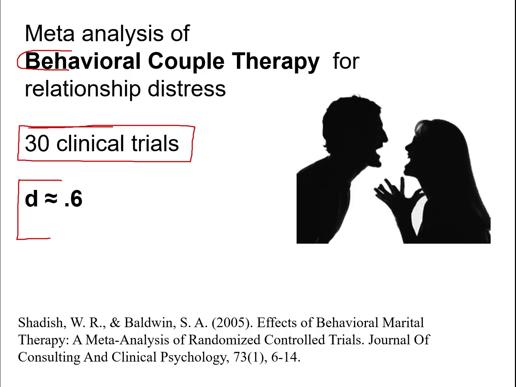And averaging across all these studies, this meta-analysis found that on average our d-statistic is 0.6. There's 0.6 of a standard deviation of difference between a treatment group that received behavioral couple therapy and a control group that didn't. And the outcome variable here would be levels of relationship distress, how much the therapy relieved the distress. So let's see what our illustration for a d-statistic of 0.6 looks like.